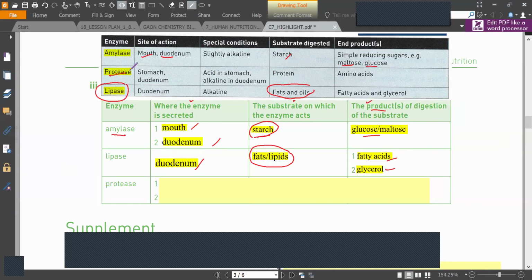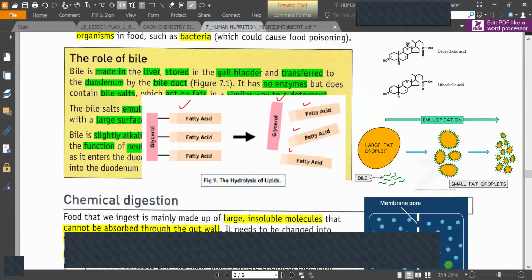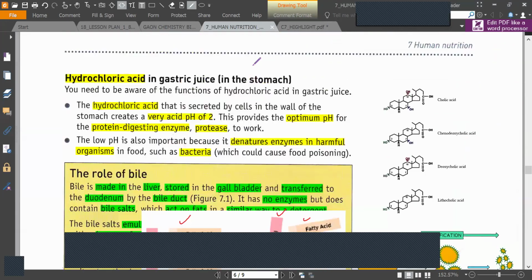Then protease. Protease is for breaking down protein. It is present in the stomach, and in both the duodenum and ileum, for breakdown of protein to produce amino acids or peptides. We already learned that.